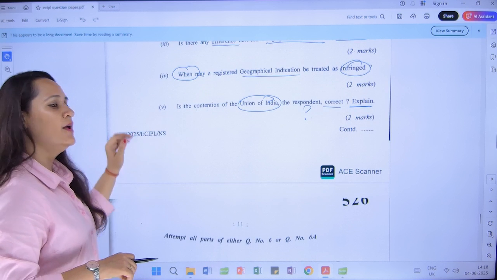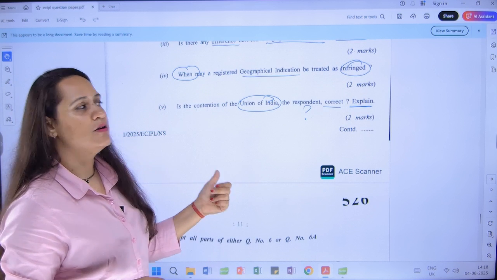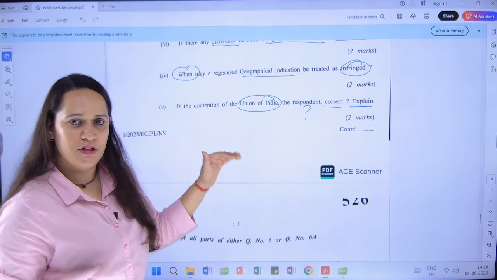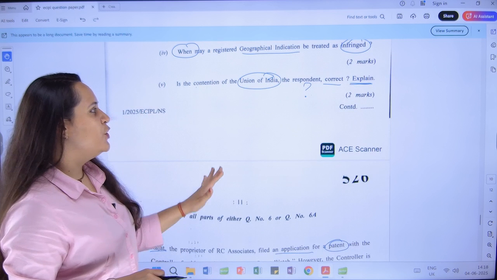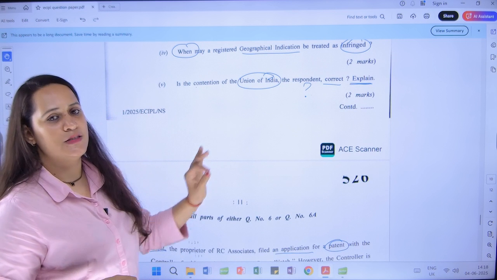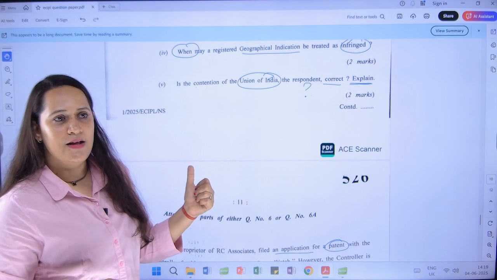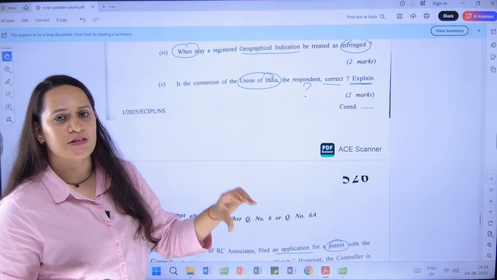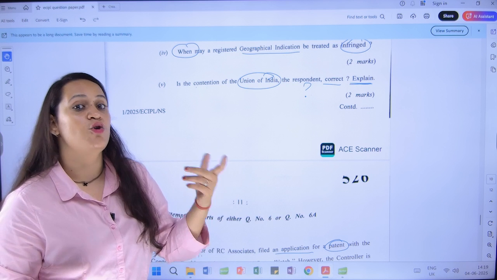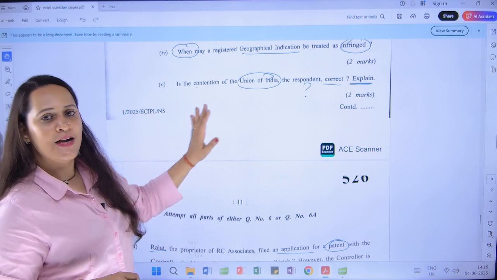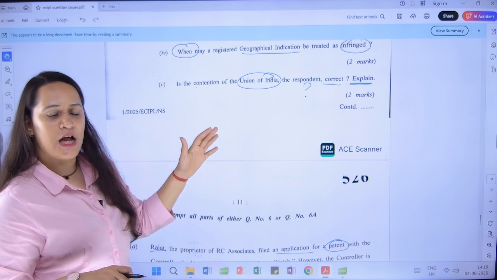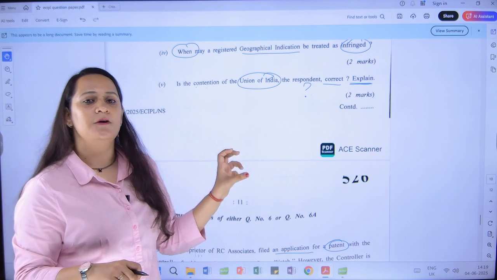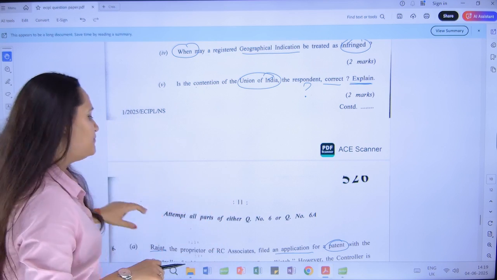What is coming here, next two questions are the practical oriented questions, where when may a registered GI be treated as infringed? Theory question. Is the contention of Union of India, the respondent, correct? Explain. What the government is saying, that we are giving protection to the product but we are not restricting the producers. Is that contention of the government valid or not valid according to you? You have to give that outcome. So in both these case study type of questions, first four questions have been theory questions and the last one is interpretation question, where you have to apply your mind.